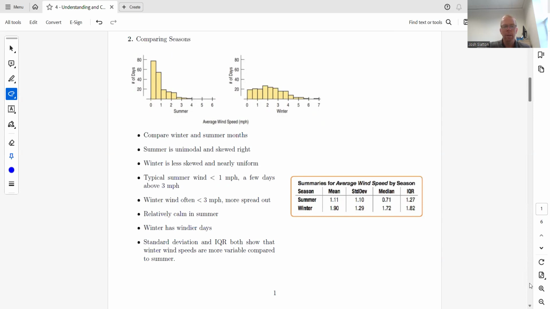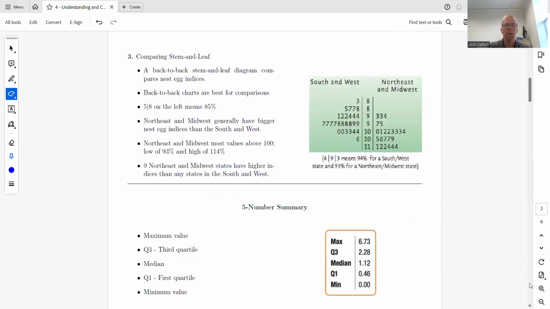All right, moving along to number 3. Now, we talked about stem and leaf graphs last time. And now we're going to look at a back-to-back stem and leaf. And so these work the same way. You have to be a little bit careful with how you read them. So again, you'll always have a key or legend under here that tells you how to read this.